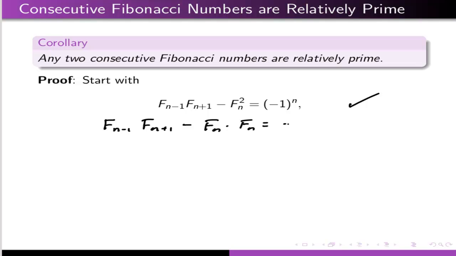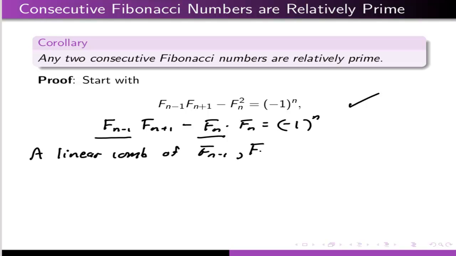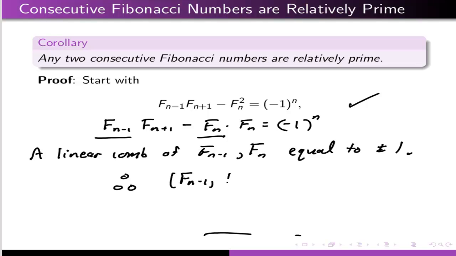And what does this remind you of? So let's think of our two consecutive Fibonacci numbers being f_{n-1} and f_n. And what do I see? I see a linear combination of f_{n-1} and f_n equal to plus or minus 1. Therefore, these two numbers are relatively prime. QED. And that is a typical consecutive pair of Fibonacci numbers.